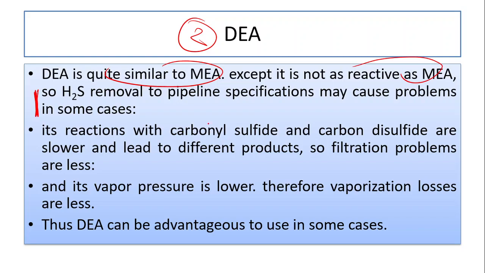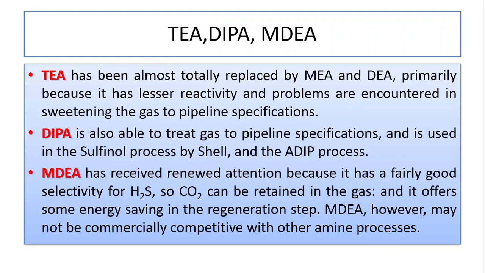Its reactions with carbonyl sulfide and carbon disulfide are slower and lead to different products, so filtration problems are less. So here the problem with carbonyl sulfide and carbon disulfide is less as compared to the MEA, and its vapor pressure is lower, therefore evaporation losses are less. Thus DEA can be advantageous to use in some cases. So that is a few advantages of the DEA.